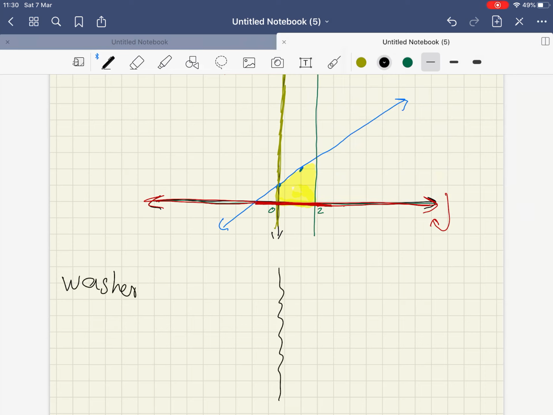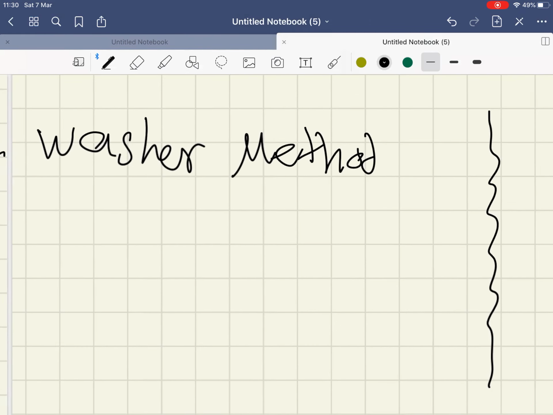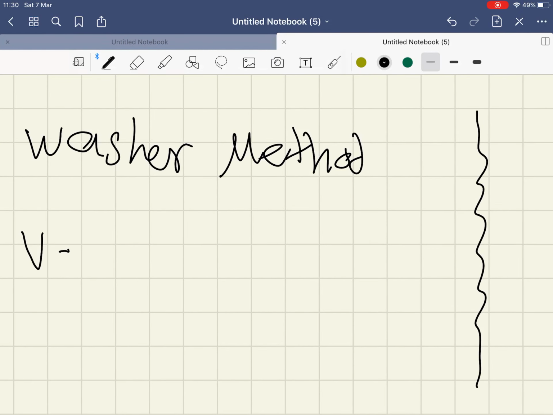Washer method. The washer method is very easy, very simple to memorize. The volume will be pi, and then we have to integrate from somewhere to somewhere. We'll tell it exactly what. And then we have to find two things and you square them.